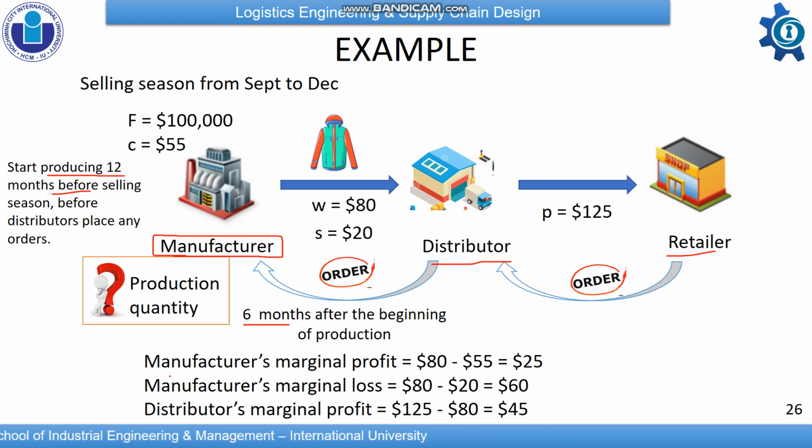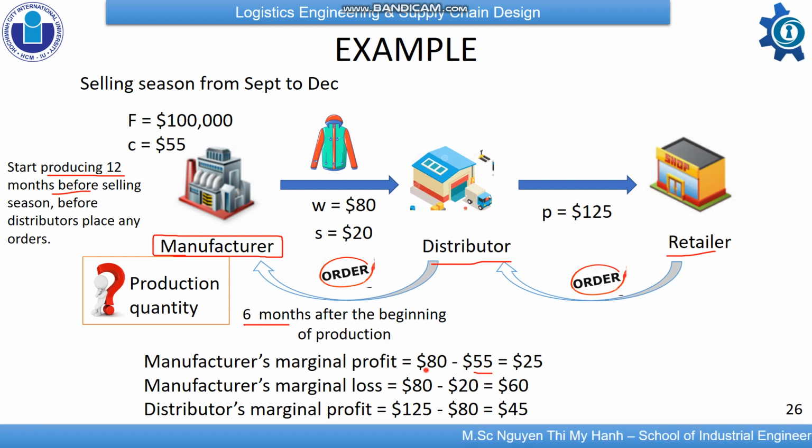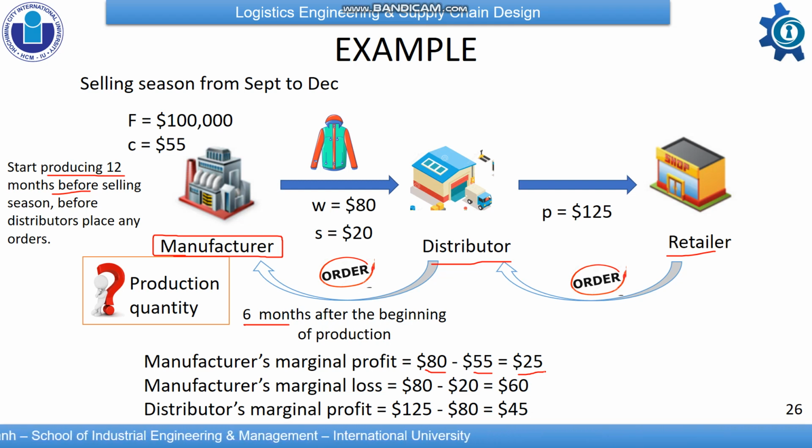Let's see what the marginal profit of the manufacturer is. We can see that the variable cost is $55 and they sell at the price of 80. So the marginal profit of the manufacturer is equal to $25. However, if they produce more than the demand, they cannot sell the products, so the unsold products will be sold to the discount store at the price of $20.